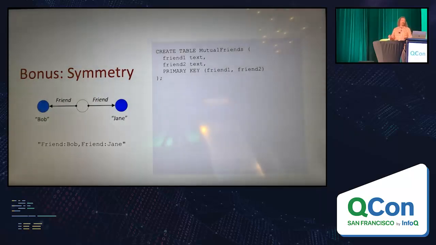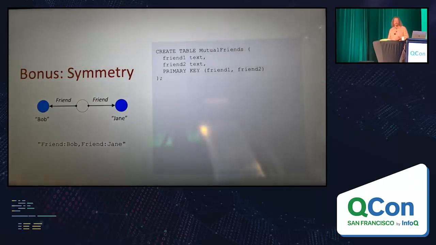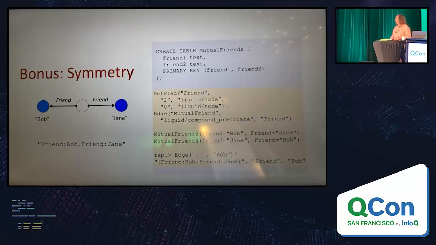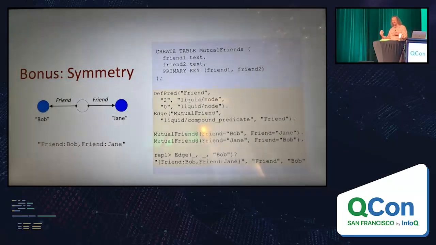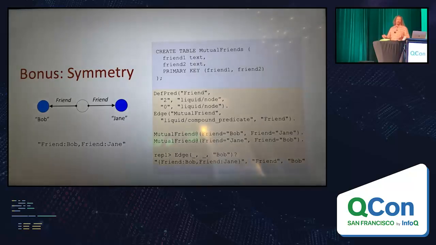So that's pretty cool, right? This is actually something SQL can't do. And here's a little bit of Datalog, where I'm asserting the edge twice in both different orders, and then at the end I ask for the inbound edge as a Bob, and you can see there's only one inbound edge, right? So there's just the unique mutual friendship.